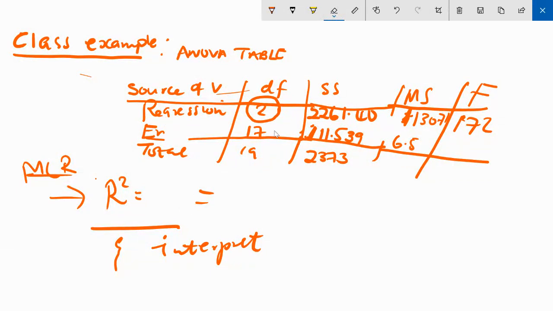Oh, sorry. Erasing everything now. SSR over SST, which is what? Based on the given problem.